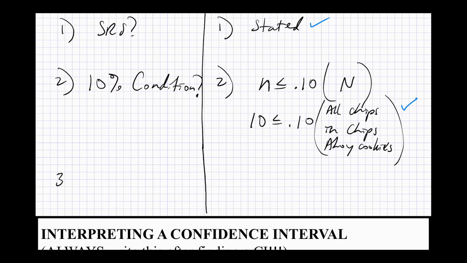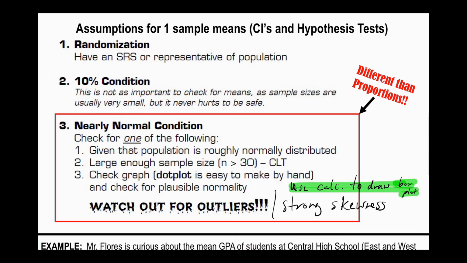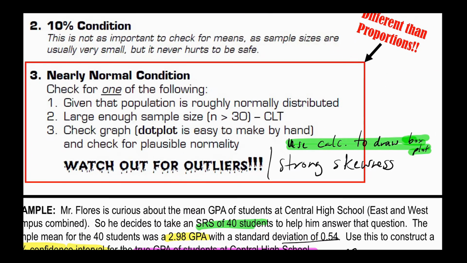Okay, number 3, normality. We have 3 options for normality since it's means. Let's go back to that, boxed in red. Given population is roughly normally distributed. Did they tell us that in the prompt? Nope. So we skip that one.